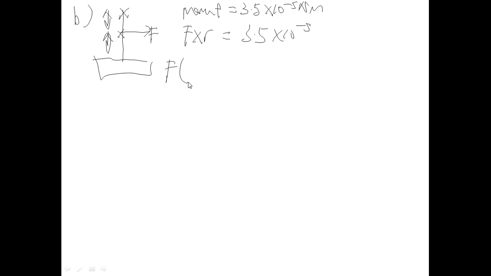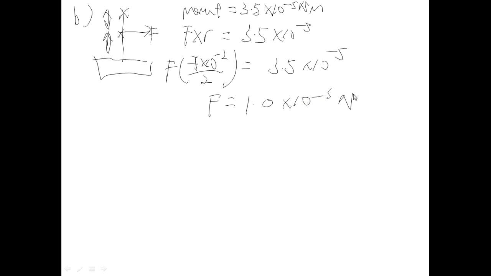Now what is your R? Your R will be half of the distance. Given here is 7 cm, so half of it is 7 divided by 2, which is 3.5 cm. So 3.5 times 10 to the power negative 5 equals F times R, and my force is actually 1.0 times 10 to the power negative 3 Newton. Okay, so this is part 1.